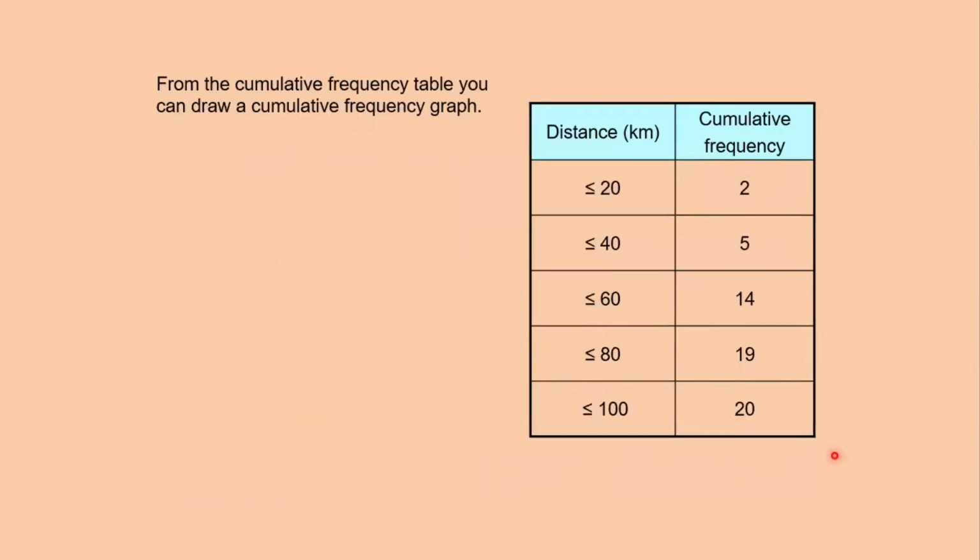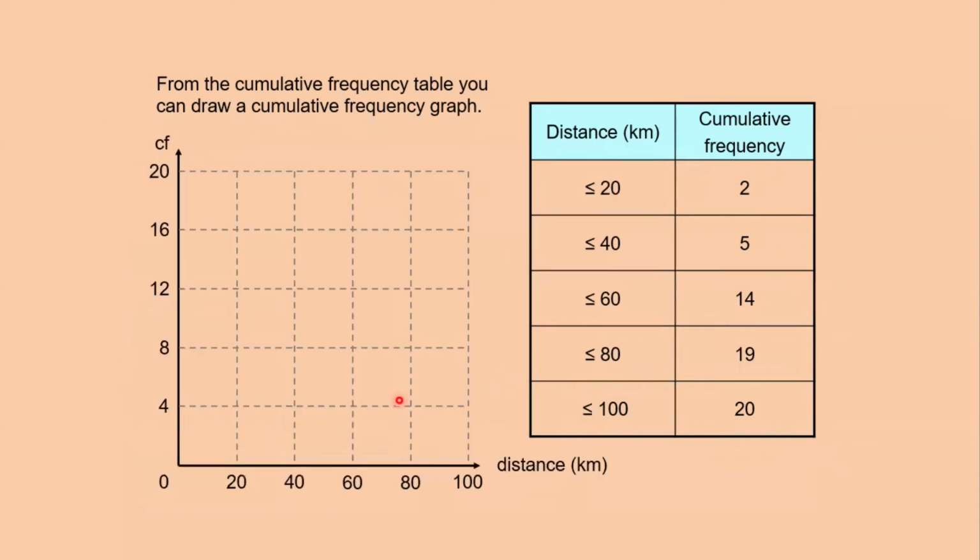Now, with the help of cumulative frequencies, you can draw a cumulative frequency graph, which is also called an ogive. Here the distance in kilometers will be plotted on the x-axis and the cumulative frequencies on the y-axis. We start plotting the points: 20 and 2, next 40 and 5, then 60 and 14, and then 80 and 19, and then 100 and 20. Then we draw a freehand curve. This is called a cumulative frequency curve or an ogive.